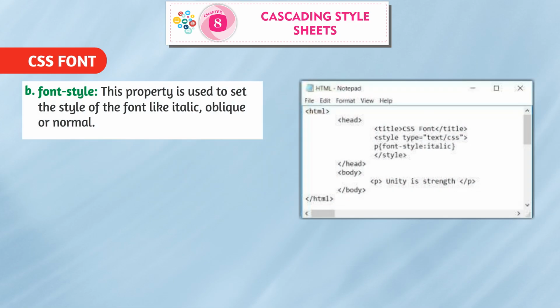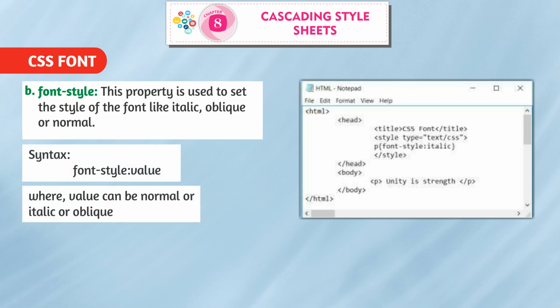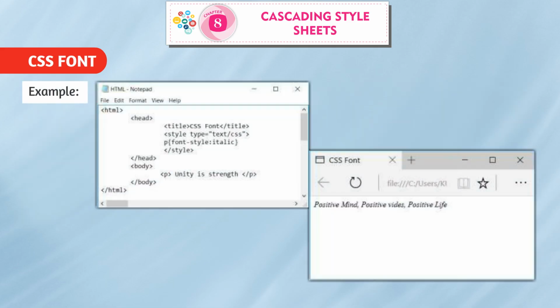B. Font style. This property is used to set the style of the font like italic, oblique, or normal. Syntax: font-style: value, where value can be normal, italic, or oblique. Example.